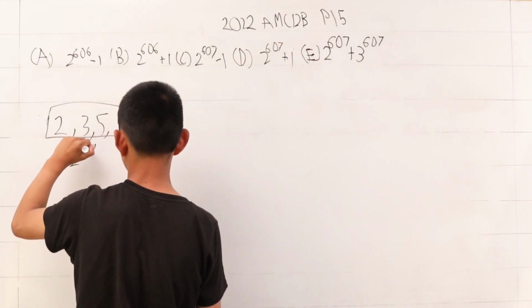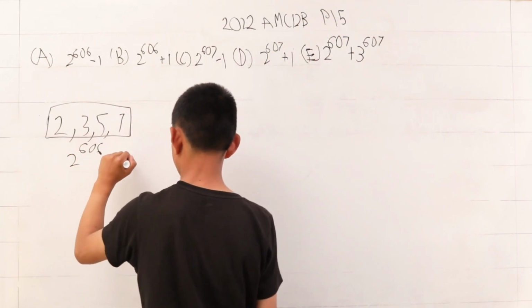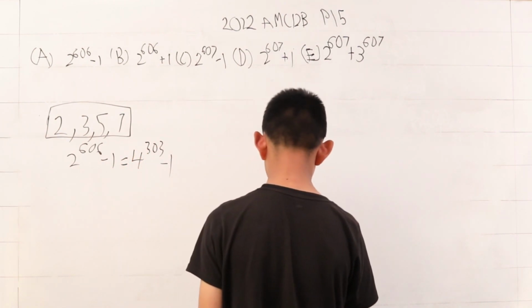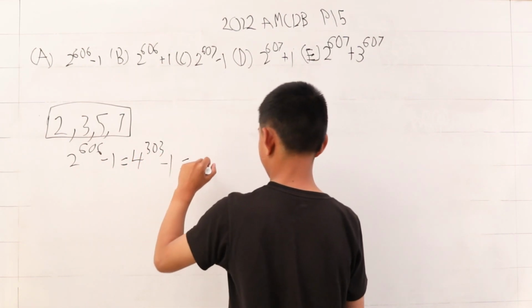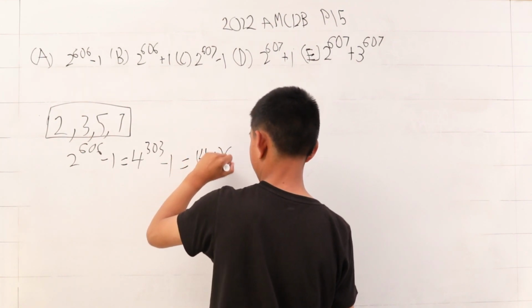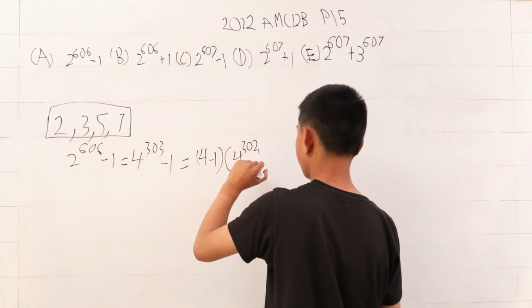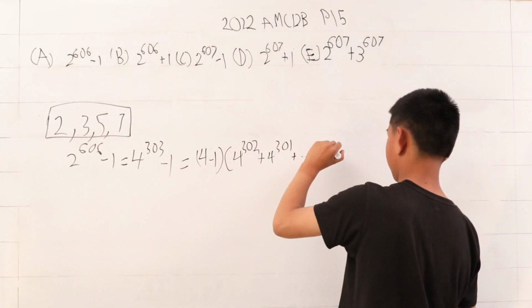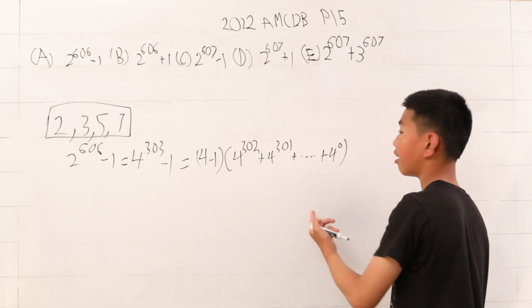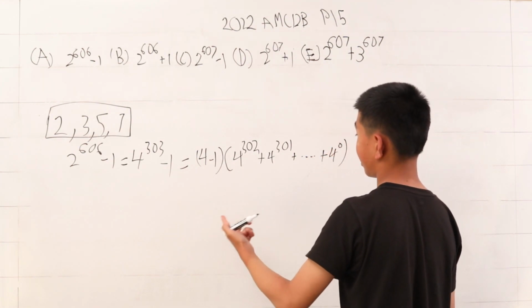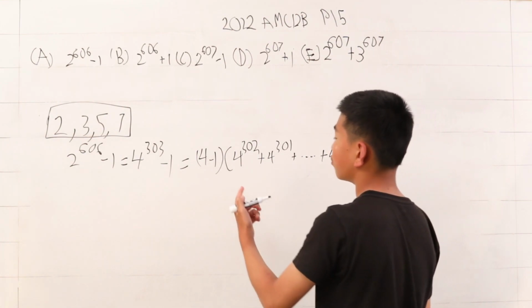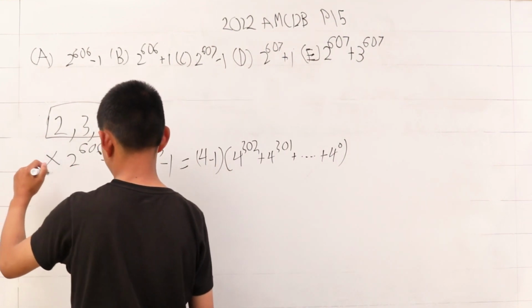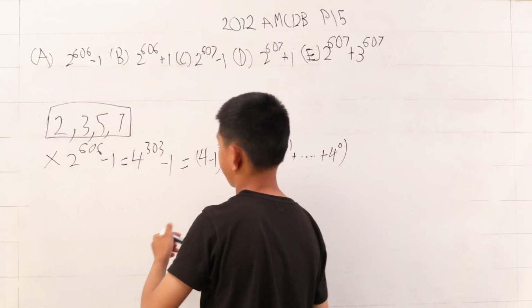2 to the power of 606 minus 1. This is 4 to the power of 303 minus 1. According to the equations, this is just 4 minus 1 times 4 to the power of 302 plus 4 to the power of 301, etc., all the way to 4 to the power of 0. Now, we immediately know that this answer is incorrect because it is divisible by a prime number, 3. So this isn't correct.